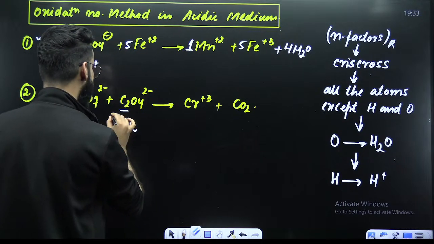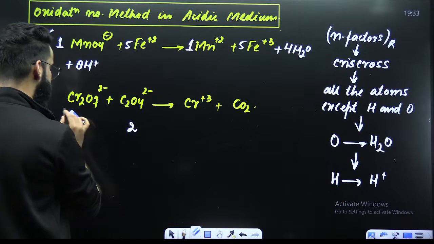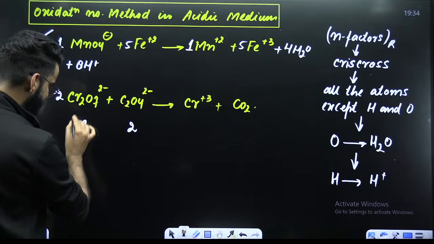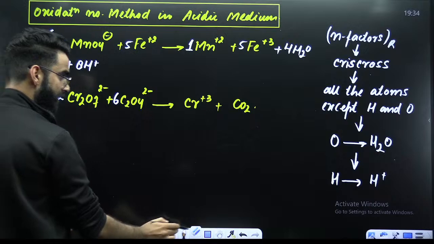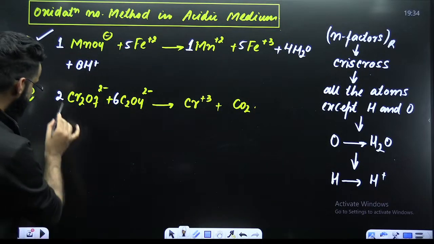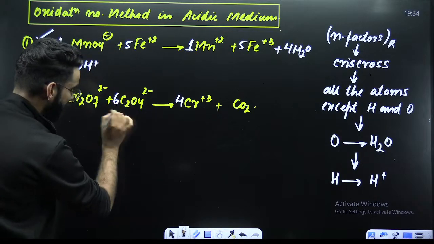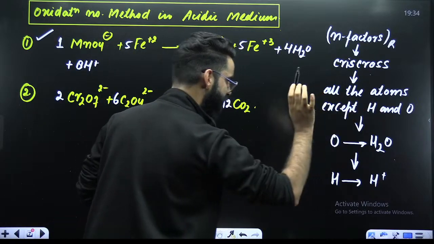Now, after calculating the n factors of reactants, what am I supposed to do? I'm supposed to crisscross these n factors. So take this 2, make it the stoichiometric coefficient here. Take this 6, make it the stoichiometric coefficient here. Now, after crisscrossing, balance all the atoms except hydrogen and oxygen. So 4 chromium here, so make it 4 chromium. 6 twos are 12 carbon here, make it 12 carbon. So we have balanced all the atoms except hydrogen and oxygen.